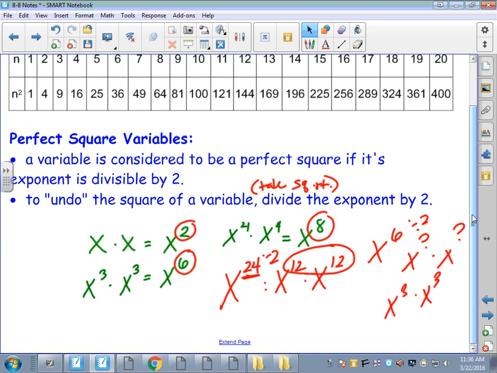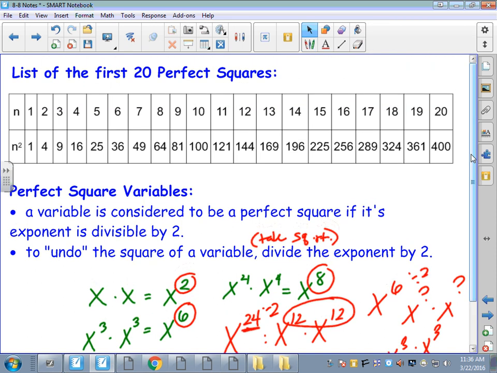To take the square root of any of the squares in this list, for instance, if you want to figure out what the square root of 81 is, you can look at this list, and that means it's the perfect square of 9. You can also just take the square root of 81 and know that it's 9. So that'll get you back to that base number that you squared. So let's go ahead and try these.